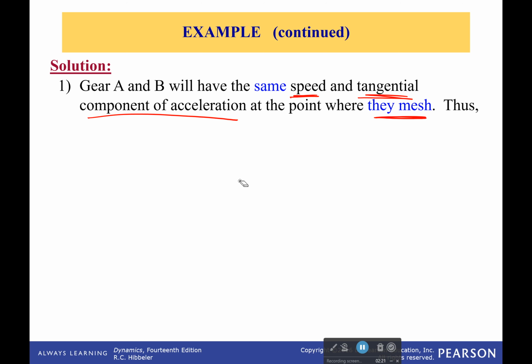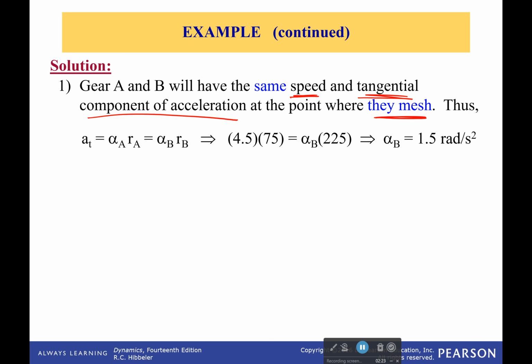But what's our equation for velocity and acceleration? Well, we know tangential acceleration is equal to our angular acceleration times our radius. And so that would be the same case for gear B. Now, I don't know what the angular acceleration of B is, but since I know that they have to have the same tangential component of acceleration, then I know that these two are equal. So I plug in all my numbers. Here is the radius for both. Here's the angular acceleration I know. And I can solve and I see, okay, that's going to be 1.5 radians per second squared.